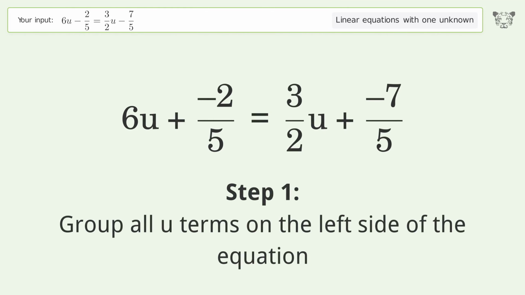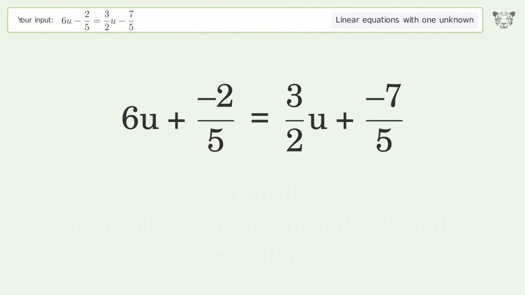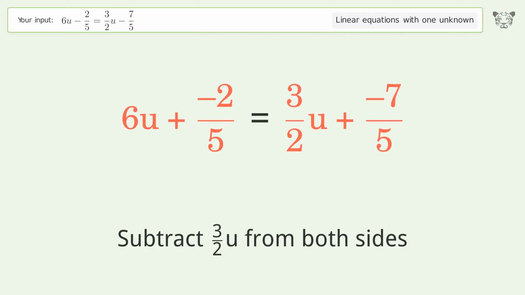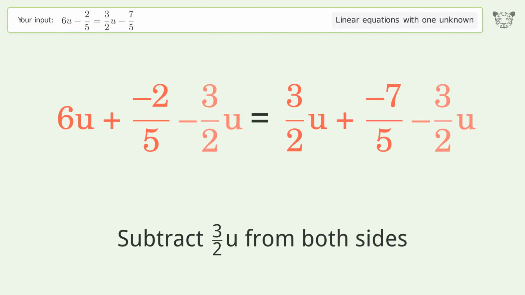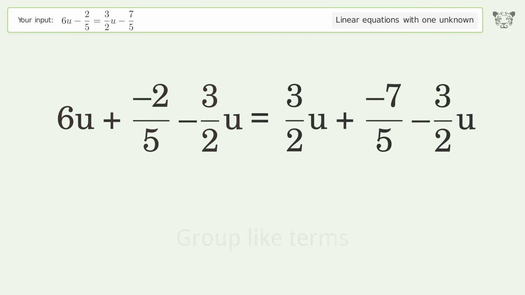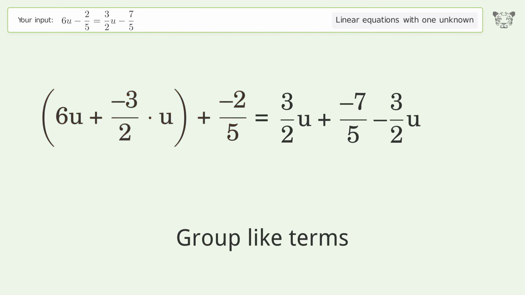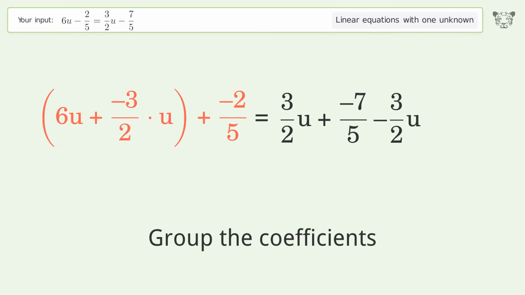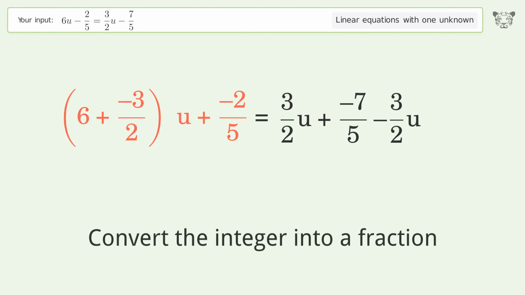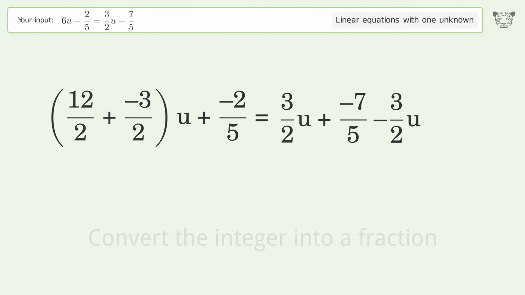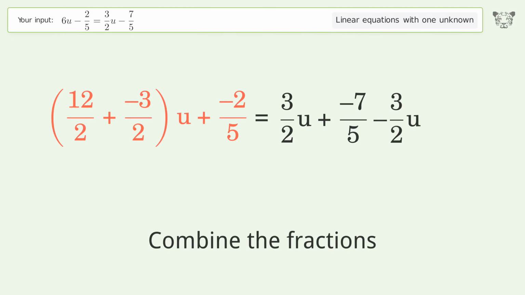Group all u terms on the left side of the equation. Subtract 3/2u from both sides. Group like terms. Group the coefficients. Convert the integer into a fraction. Combine the fractions.